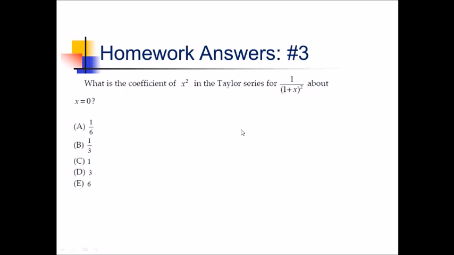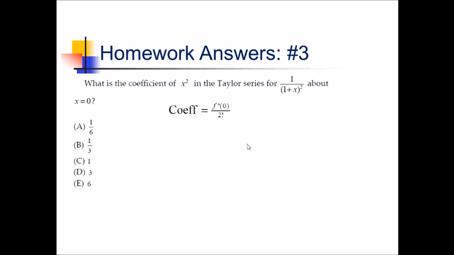For number 6, they want to know the coefficient of x squared in the Taylor series for this function about x equals 0. So they're basically asking for the coefficient of x squared in a Maclaurin series. We know that in general, that's going to be the second derivative at 0 over 2 factorial. And that just gets multiplied by x squared when you're actually constructing a Maclaurin series. So we need to find the second derivative of this at 0 and then divide it by 2 factorial.